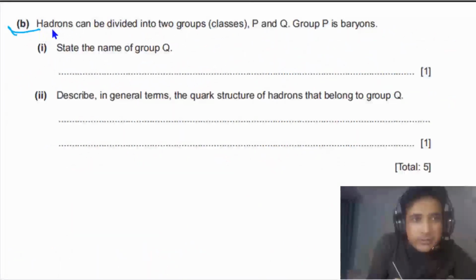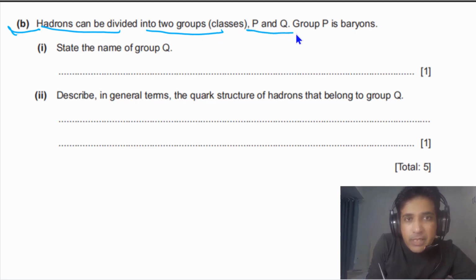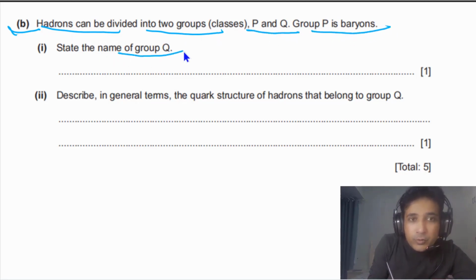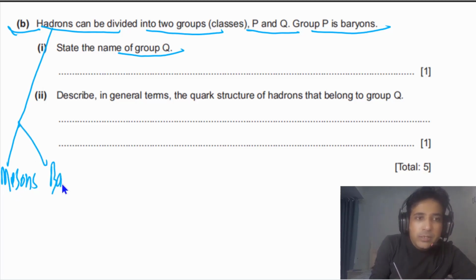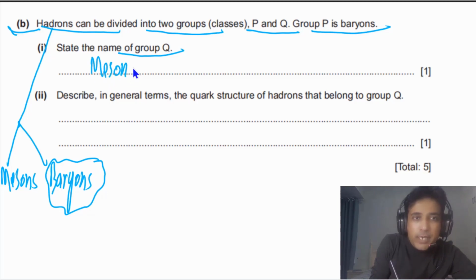For part B, it is given to us hadrons can be divided into two groups, P and Q. P is baryons. State the name of group Q. So simply in this case, you need to understand hadrons can be divided into two parts. One we call is mesons, and the second one we call is baryons. So the name of baryons is given, and so Q has to be mesons.